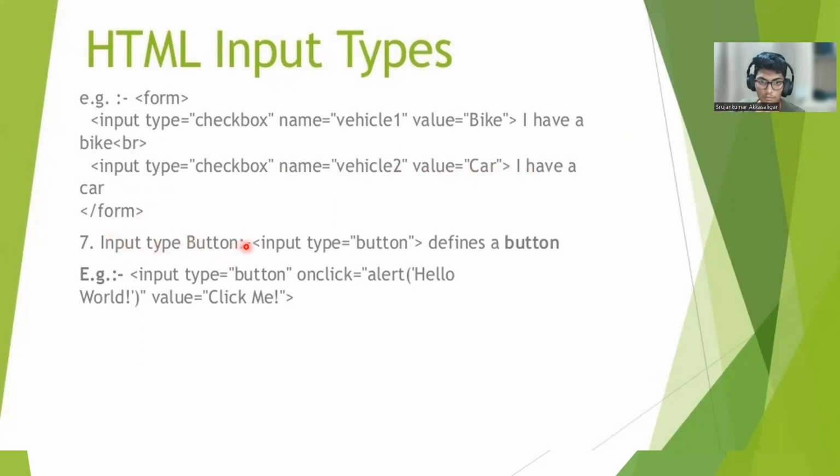Another input type is button. Here the input type is equal to button, and then onclick you can add any function, and then give it a value. If you add the value as click me, there will be a button with the text click me written inside it.